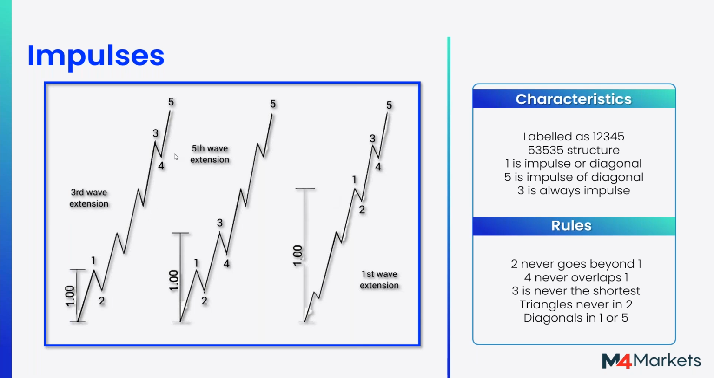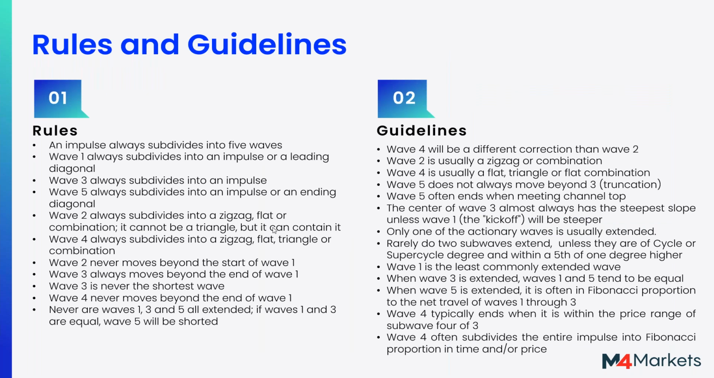So the labels are 1, 2, 3, 4, 5, and the structure is 5, 3, 5, 3, 5. Wave 1 is always an impulse or a diagonal. Wave 5 is always an impulse or diagonal. Wave 3 is always an impulse. In impulses, wave 2 never goes beyond the start of wave 1. Wave 4 never overlaps wave 1. Wave 3 is never the shortest. We never have triangles in wave 2 unless they're combinations, and diagonals exist only in wave 1 or 5. Rules and guidelines. Make a screenshot, put it down.